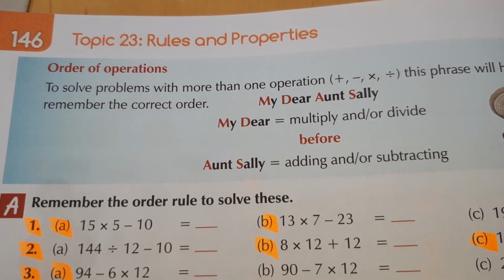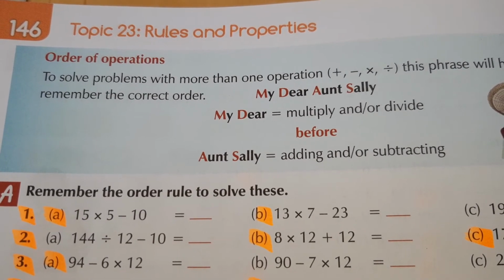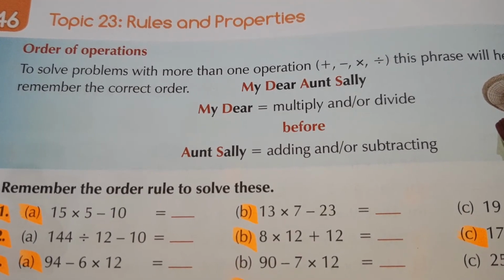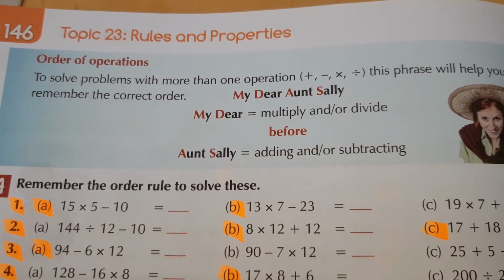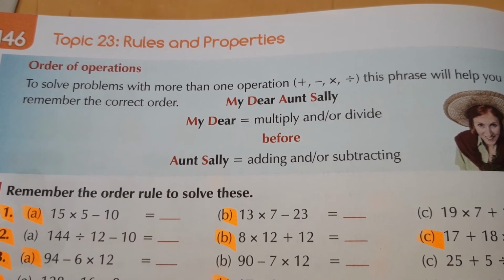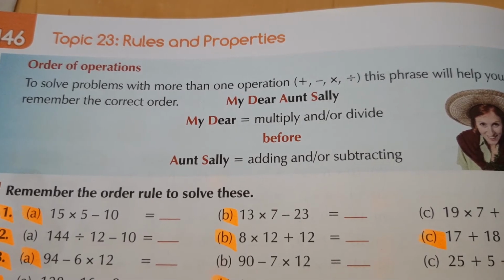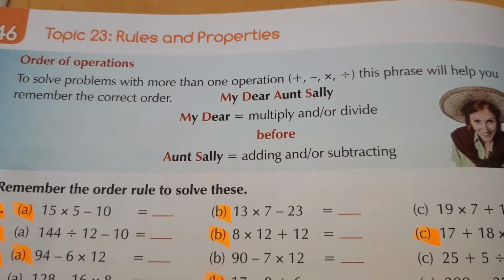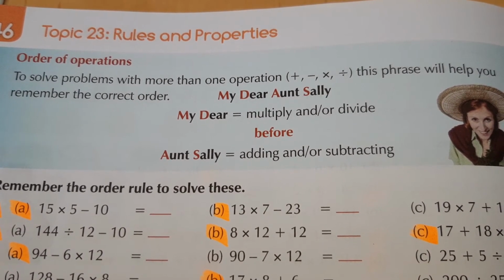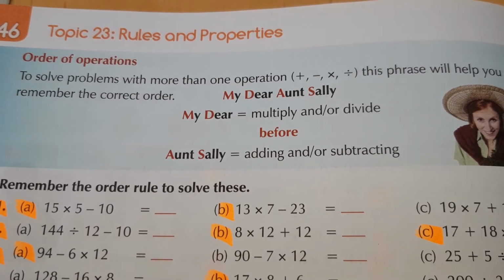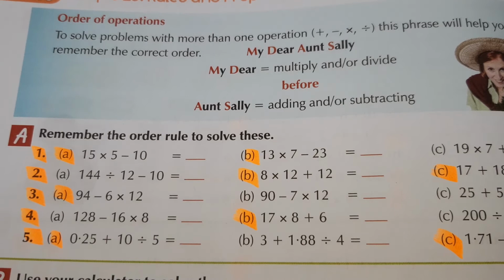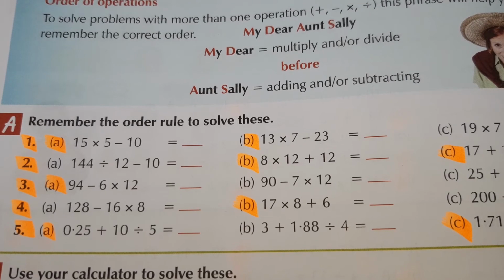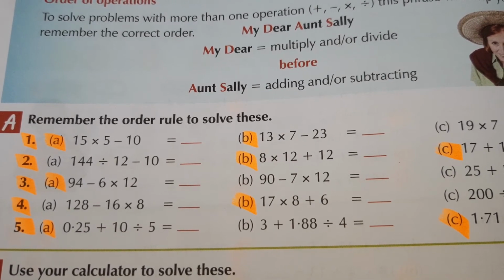So your next page then is operations, the order of them, so what to do. So to solve problems with more than one operation, and by that is plus, minus, divide or multiply, this phrase is used to remember what to do, and it's called My Dear Aunt Sally. So M, D, A and S. So multiply and or divide before adding or subtracting. So wherever you see if there's no brackets, you would always do the multiplication or the division first, and then adding or subtracting. Okay, so remember the order rule to solve these. So again, even when there's no brackets, you multiply or divide before adding or subtracting.